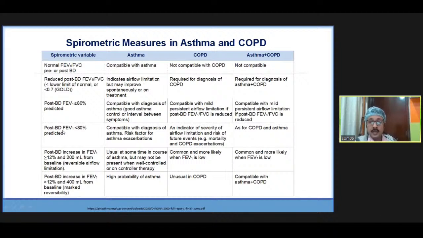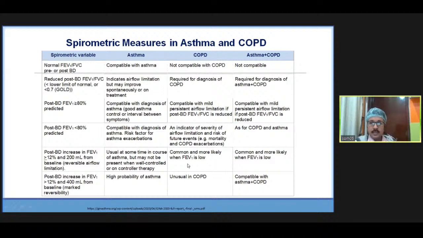Now, post-bronchodilator FEV1 less than 80%. That is, in spite of giving bronchodilator therapy, FEV1 is less than 80%. It occurs in asthma where the risk factors for exacerbations are more, but it is usually an indicator of severity of airflow limitation and risk of future events in COPD. Now, a post-bronchodilator increase in FEV1 of more than 12% and 200 ml from baseline is sometimes seen in the course of asthma, but may not be present when well controlled. It is common in COPD when the FEV1 is low.